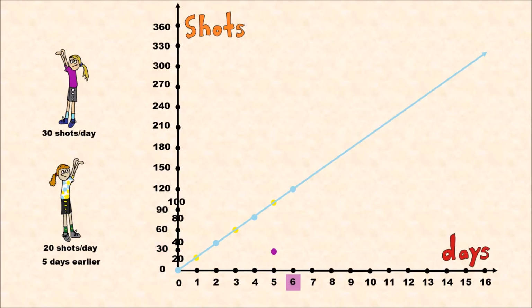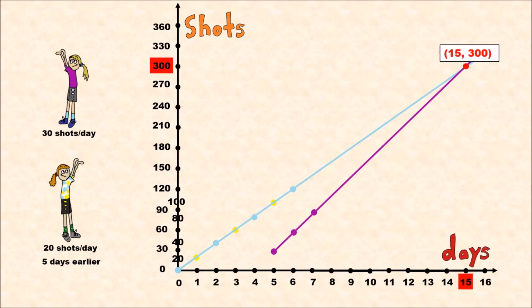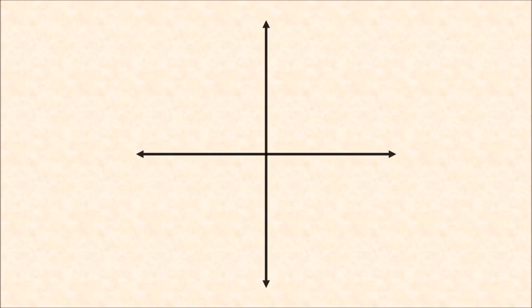Yes. Now, I only started taking shots on day 5. On that day, I took 30 shots. The next day, I took another 30 shots, or 60 shots overall. On day 7, I got to 90 shots. These are enough points to draw my line. Again, I can go past day 7 because I know that I will keep going at a rate of 30 shots per day. We can see that the lines meet at the point 15, 300. So that means that on day 15, my friend and I would have taken the same amount of shots, 300. So I will have to wait 10 days until I can start to catch up to my friend.